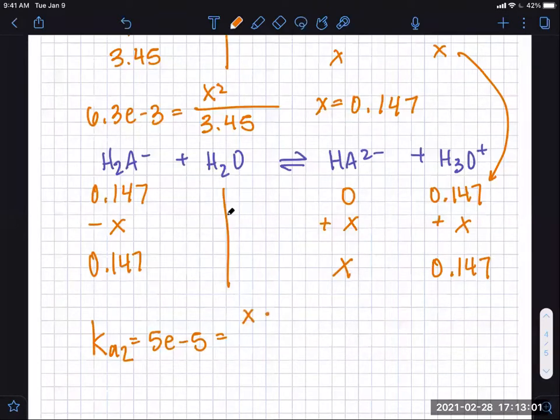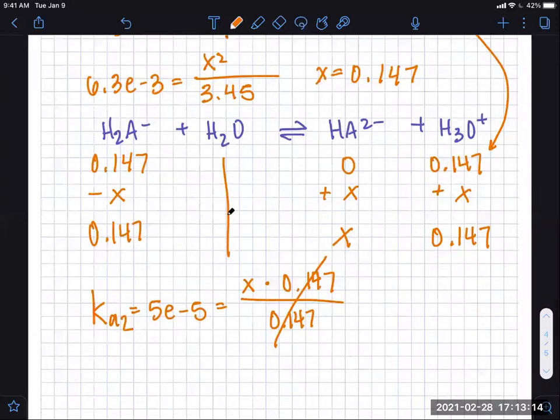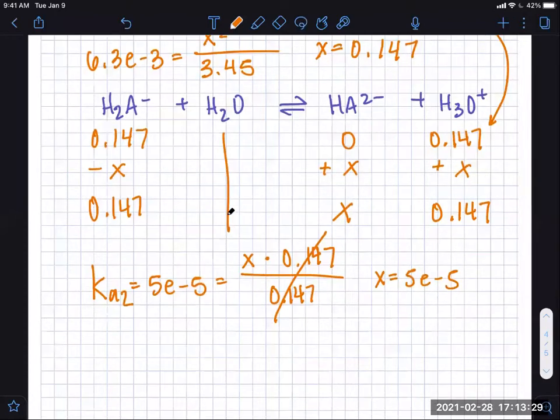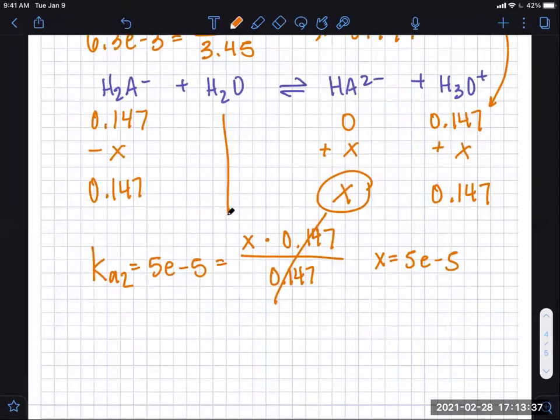This will happen pretty much every time that you do the second Ka table, or the second ice table. We're going to be able to cross these off, right? They're the same value. We can cross them off. And so what you're going to see is the second Ka value is going to equal your second X value, right? So X will equal the Ka in only the second ice table. Okay, so what is X here? X here is going to be our concentration of HA2 minus, which is going to be our new reactant.